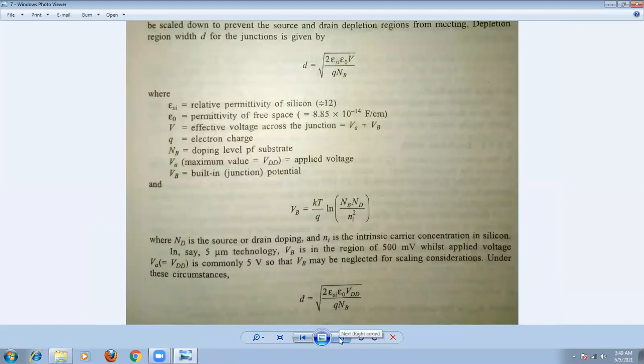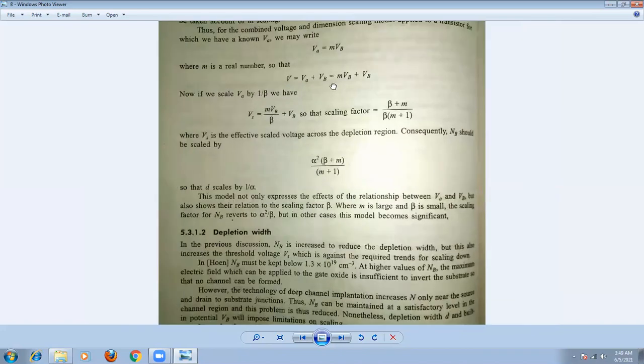Another thing in this case is NB also, the doping concentration. So NB also we are going to increase. As you remember, as VDD decreases, because we are going to scale down the value, what happens now? We are going to increase the doping concentration. When you increase the bulk doping concentration, the depletion region decreases. As the depletion region decreases, the field increases inside the depletion region, so voltage VB will increase. Remember that point here.